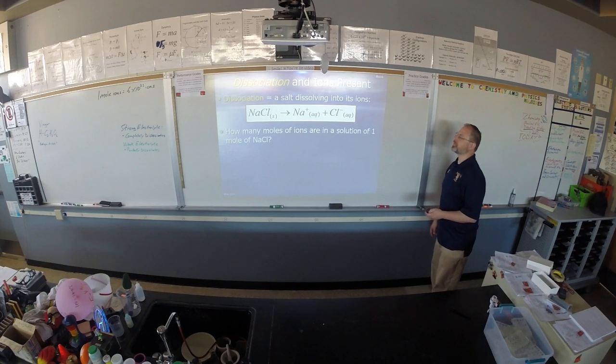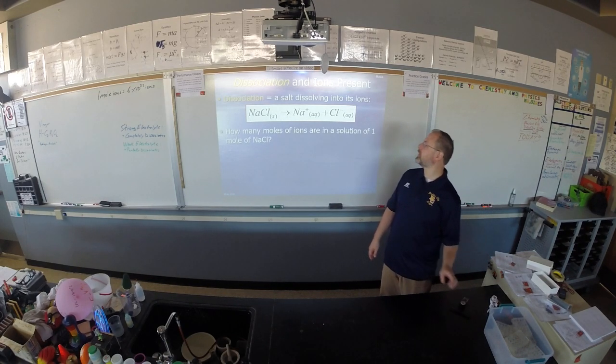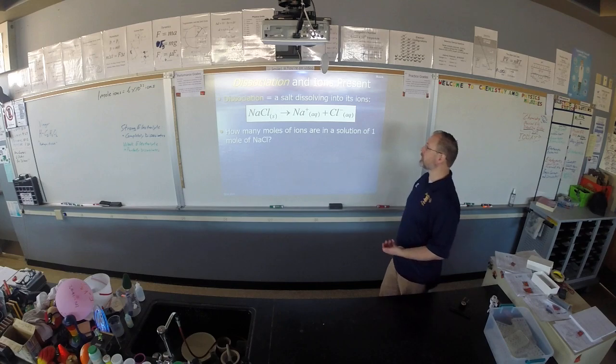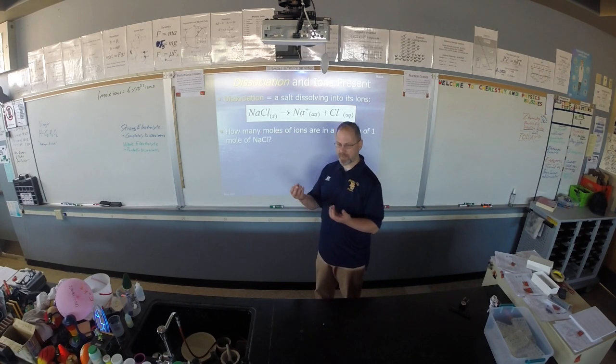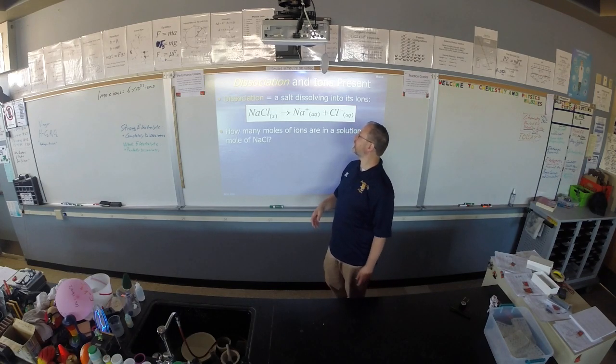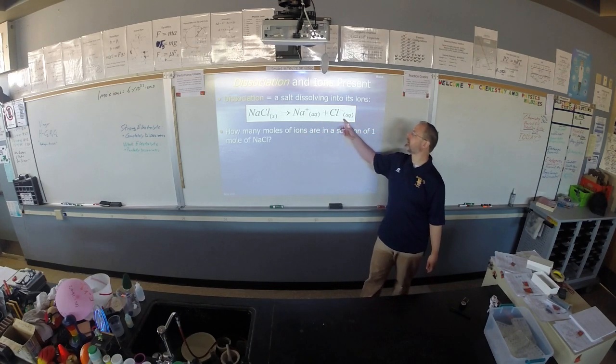So when a salt disassociates, it disassociates into its ions. Now sodium chloride is a simple example. There's one sodium and one chlorine stuck together, and when they disassociate, they make sodium and chlorine.